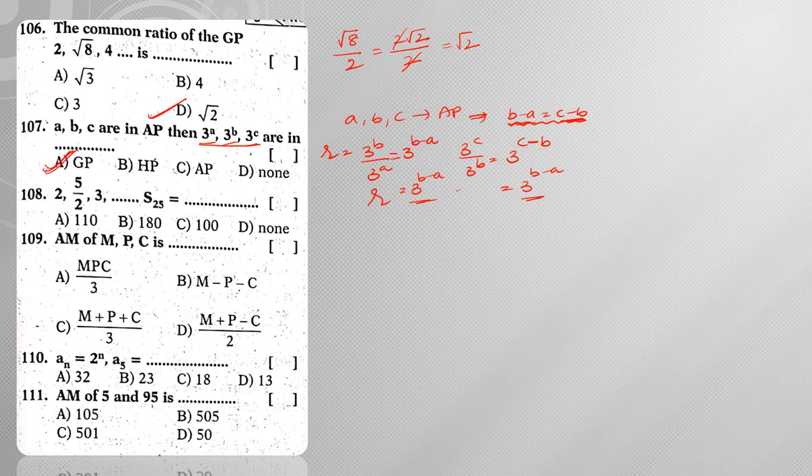Next, 2, 5 by 2, 3 and so on. Then what is the value of S25? S25 means the sum of 25 terms. First of all, check whether it is in AP or GP. The first term is 2, the second term is 5 by 2, meaning 2.5, the next term is 3. So clearly it is in AP. So 2, 2.5, 3, next will be 3.5. Likewise you will get. From this, A is equal to 2, and the common difference is plus half.